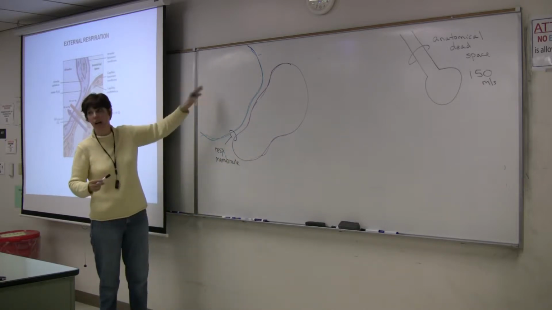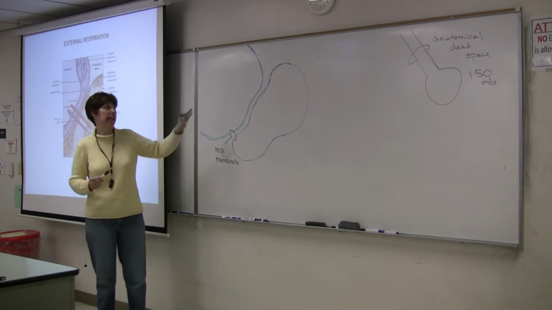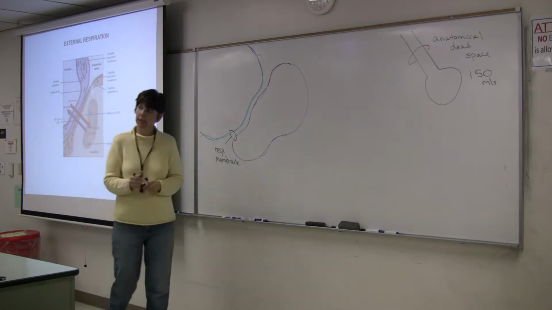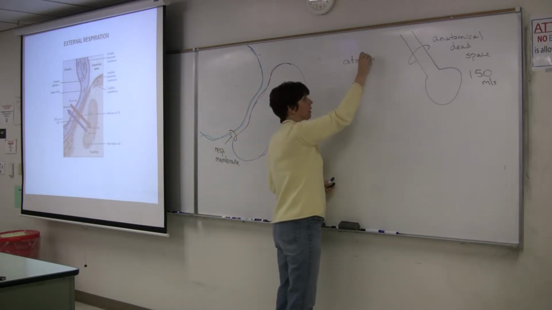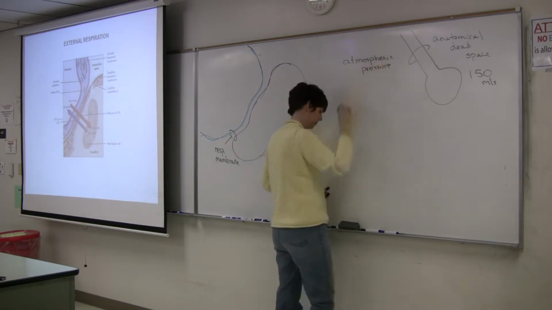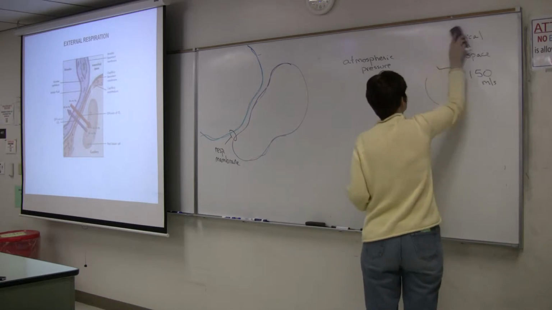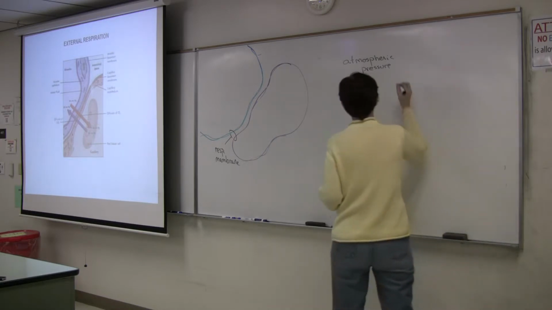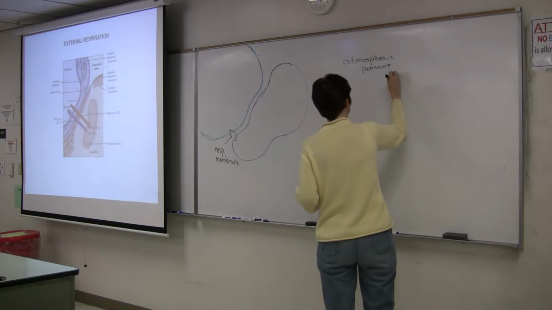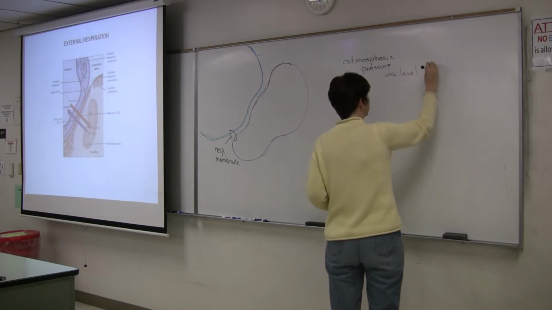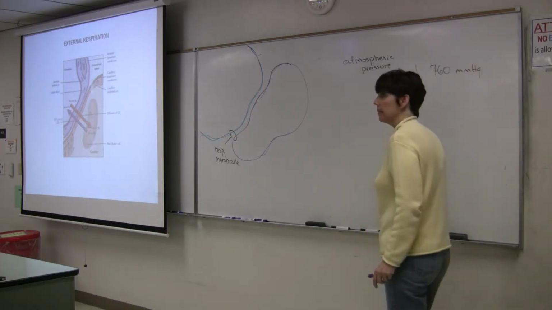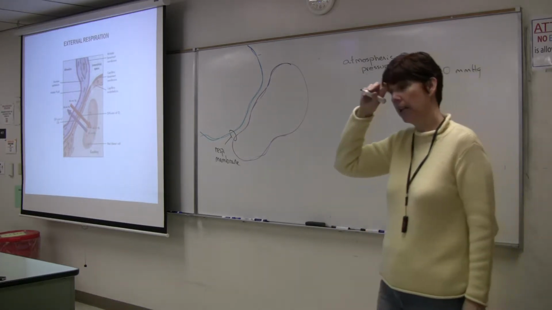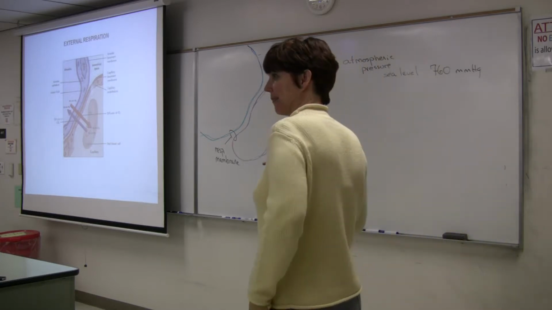So what are the gases that we find in our alveoli? On Tuesday, we were talking about atmospheric pressure. And atmospheric pressure at sea level is 760 millimeters of mercury, okay? Air is a mixture of gases.